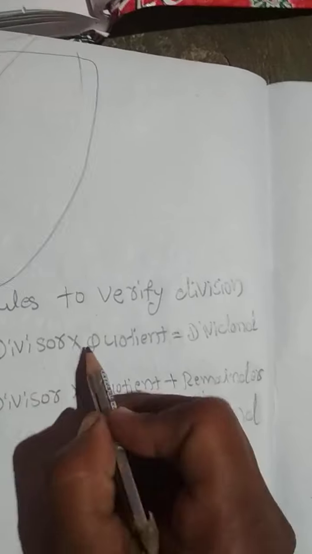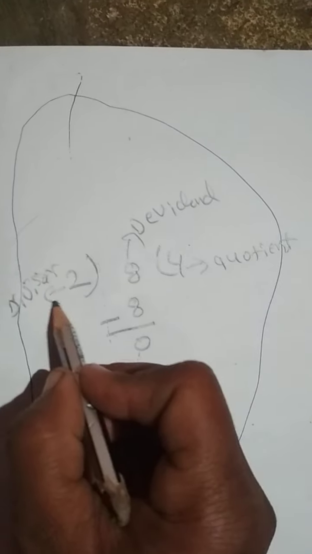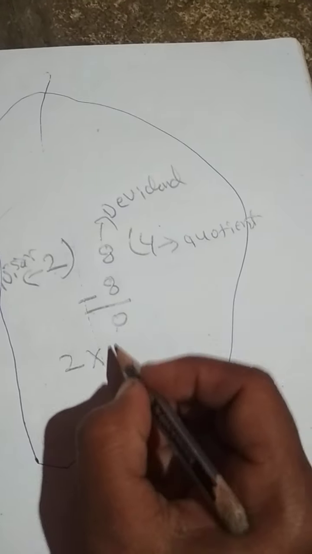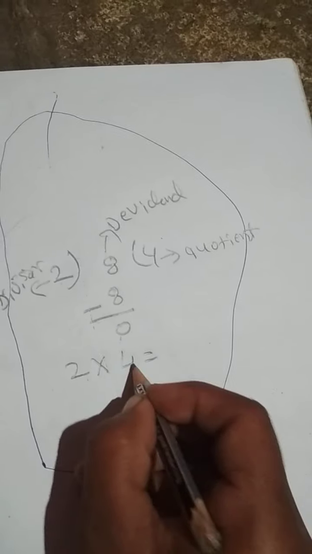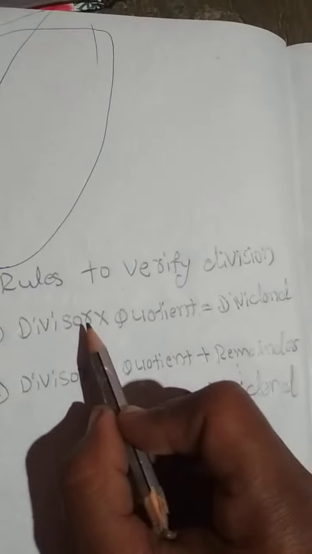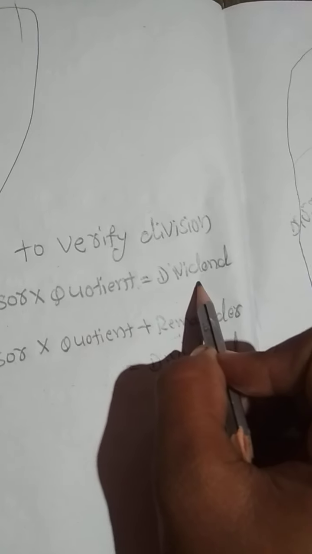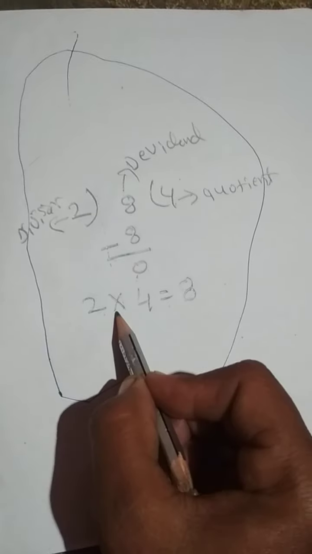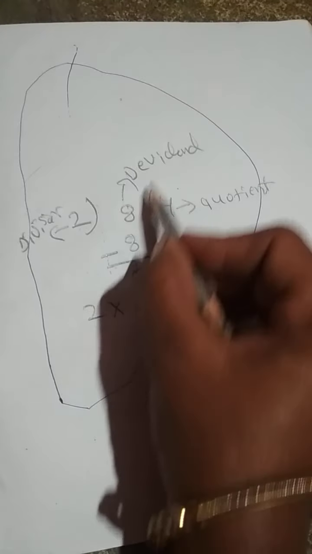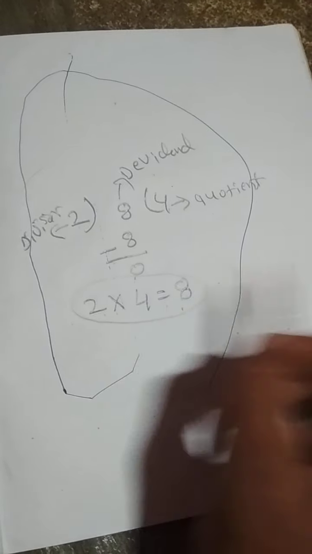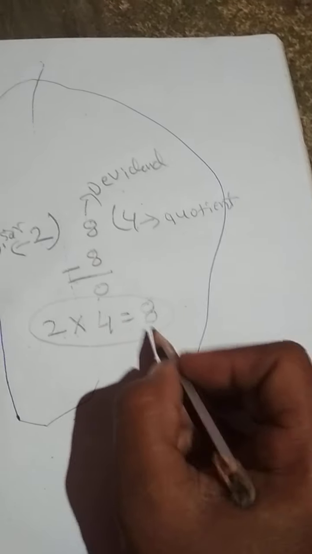Divisor into quotient. Which one is the divisor here, students? Divisor is 2 into quotient is 4 equal to, 2 times 4 is 8. Dividend is coming. Divisor into quotient equal to dividend. You see here, divisor into quotient equal to dividend. This one is correct, no? 2 times 4 is 8, and this one is the dividend, 8. This is how you verify your answer. Okay students, this is verifying your division.